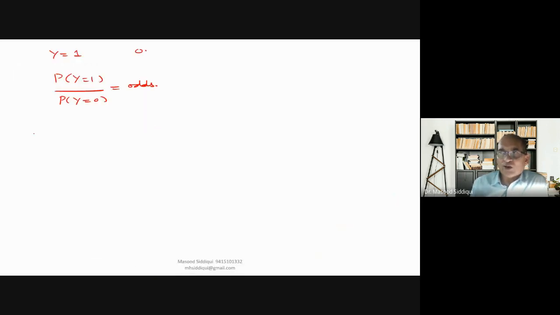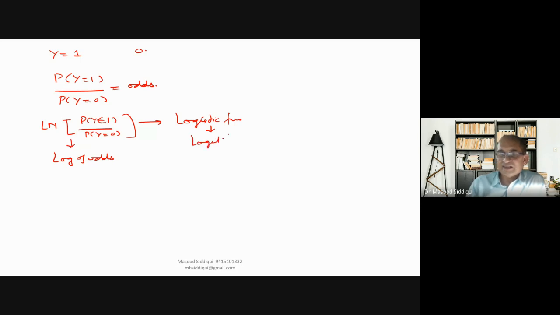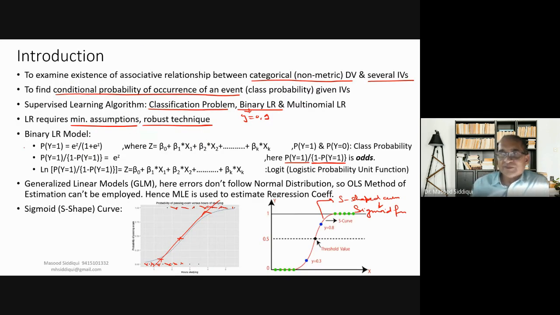And if we take the log of this odds, this is the log of odds, and this is known as the logistic function or logit. If we consider the log of odds, this is known as the logit. This is the logistic probability function, and here we use maximum likelihood estimation anyway.